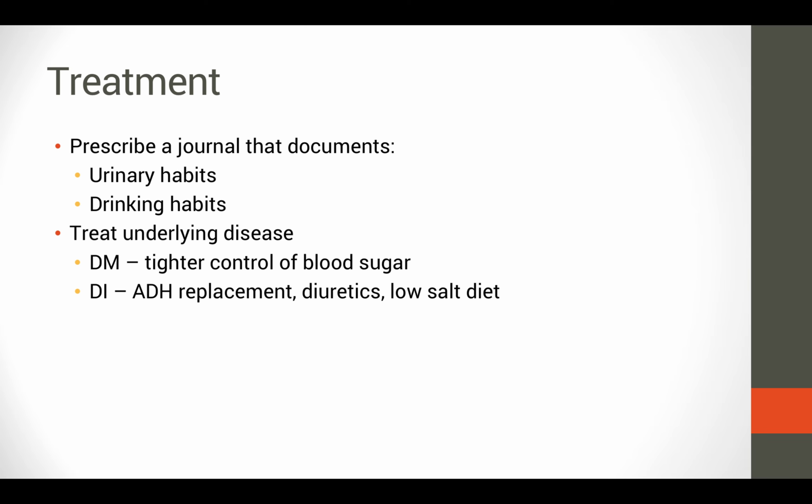Now, diabetes insipidus is a lot more difficult to treat, and there are different forms of diabetes insipidus, so that changes how you treat it. But basically, the body's insensitive to ADH, or it's not producing enough ADH. So for central diabetes insipidus, you could consider just replacing the ADH. But you can also give these patients diuretics, which will help their ability to void. But you also want to consider a low salt diet, because the low salt diet will help them retain some of that water.